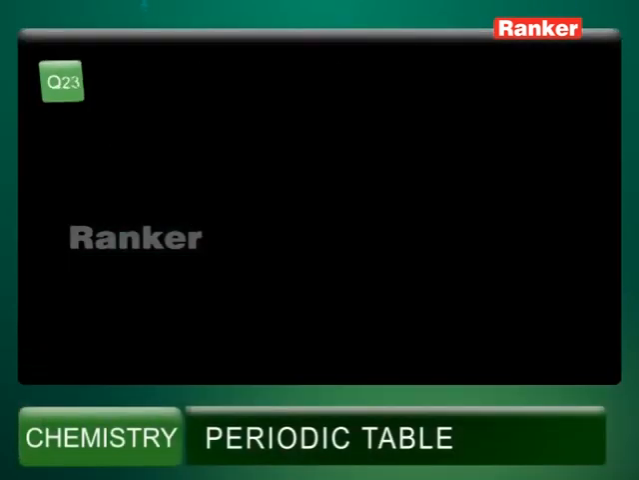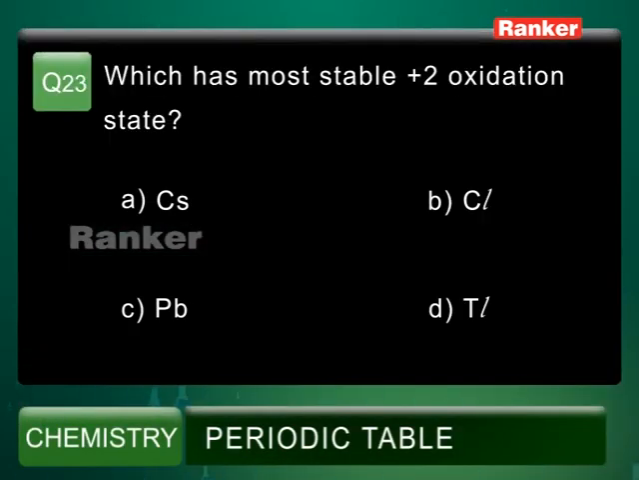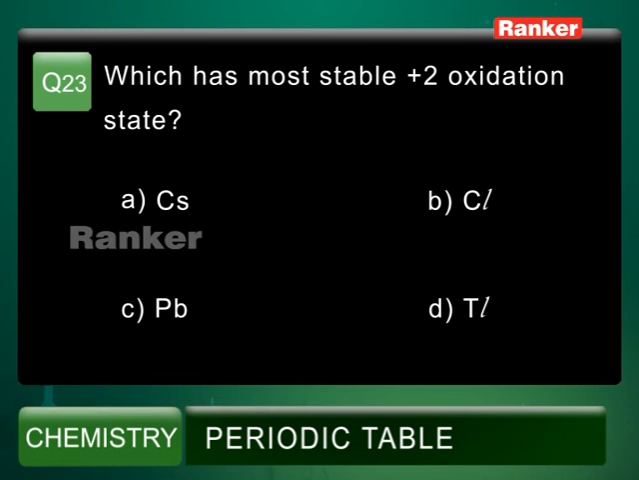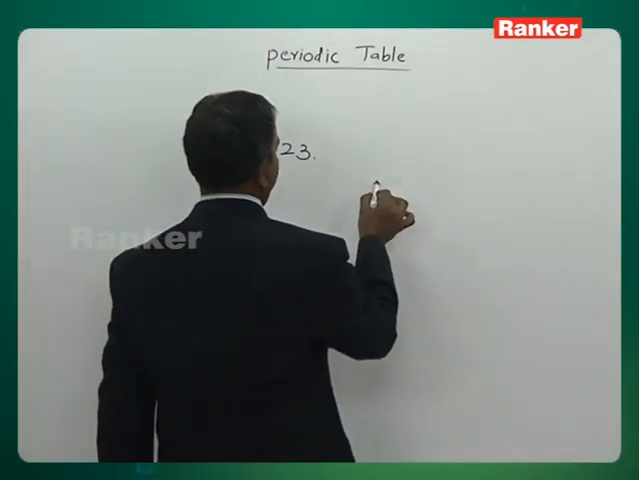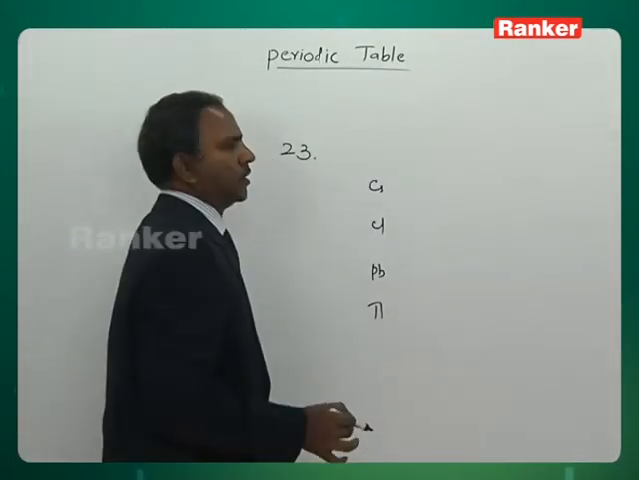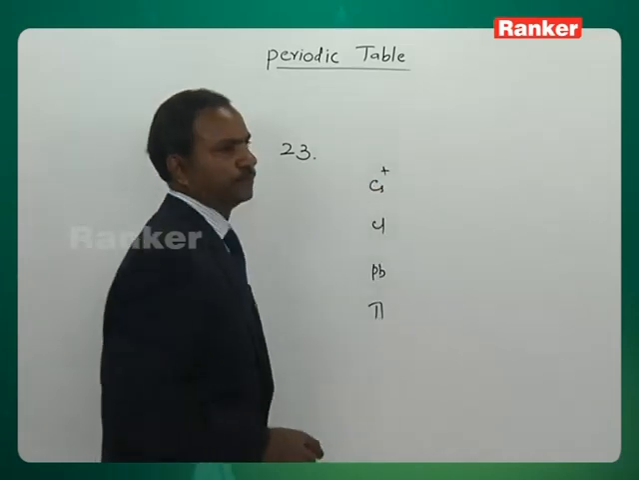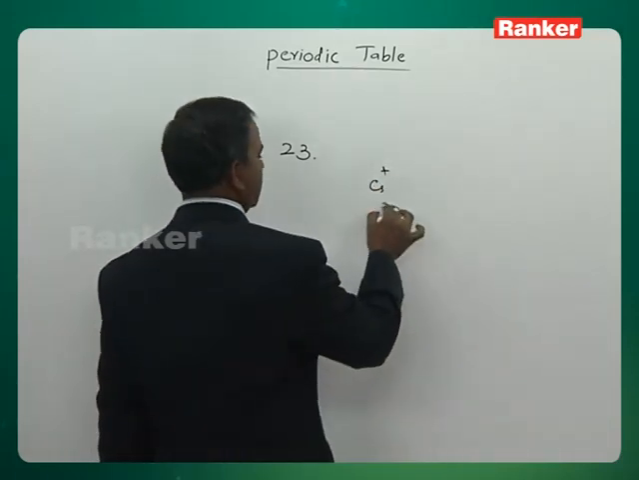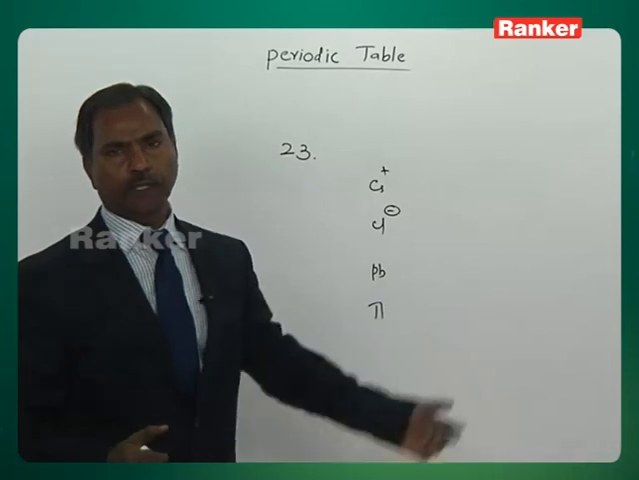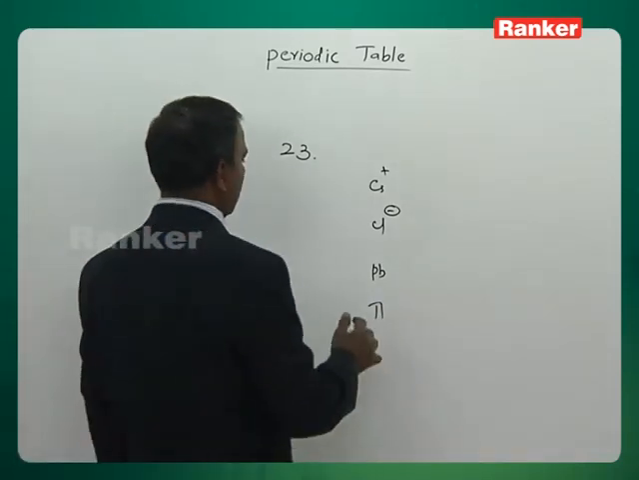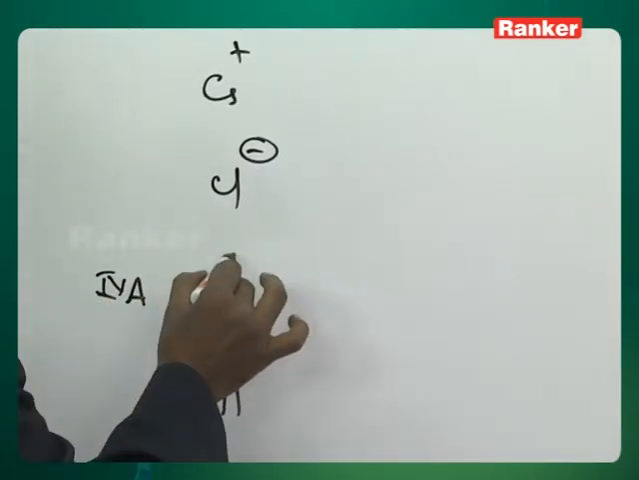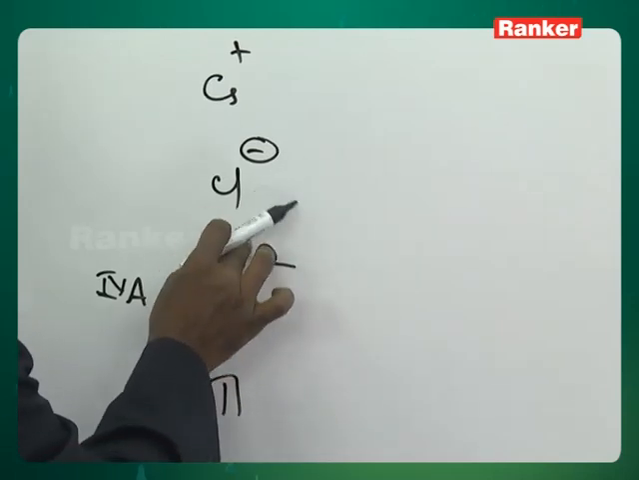Question number 23, which has the most stable +2 oxidation state among these? The options given are cesium, chlorine, lead and thallium. Cesium, being a first A group element, always exhibits +1 only. For chlorine, the most common oxidation number, being 7th A group, is that it always forms the uni-negative anion Cl-, which is most stable. Coming to lead, lead belongs to the 4th A group, we agree, but because of the inert pair effect, this is exhibiting a stable +2 oxidation state.